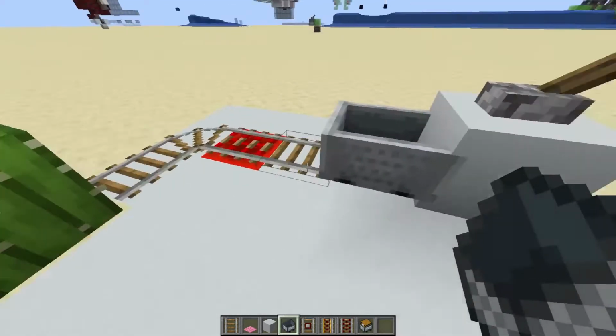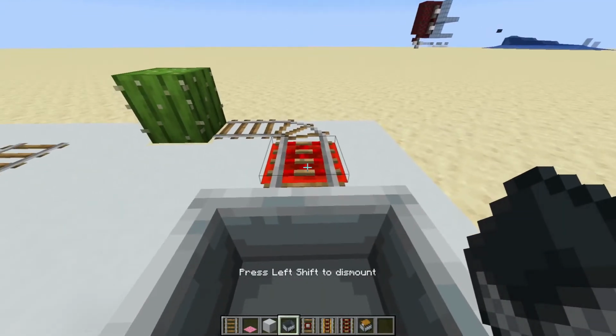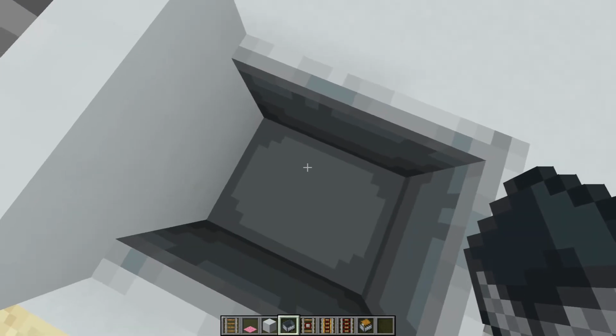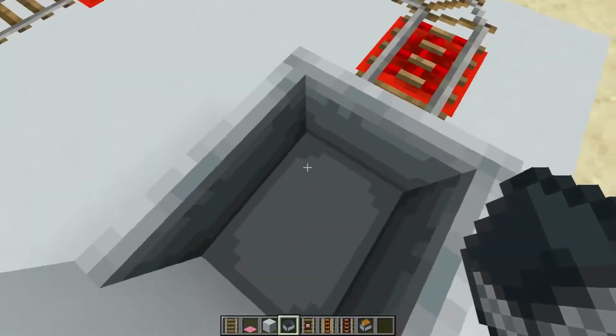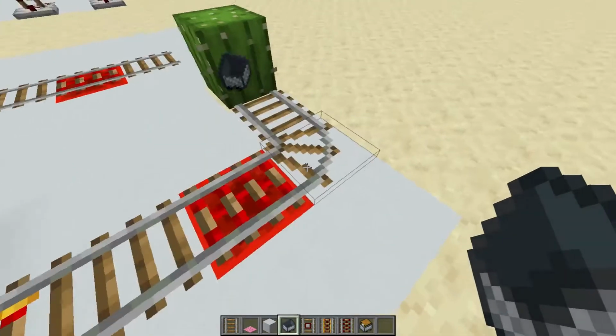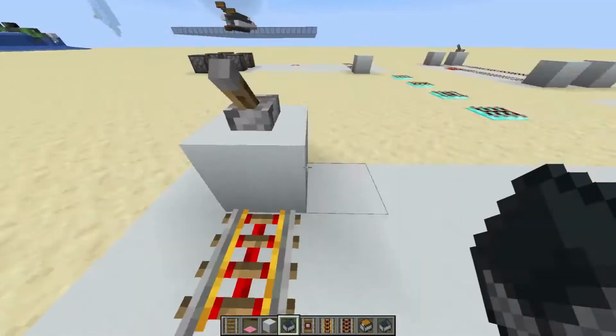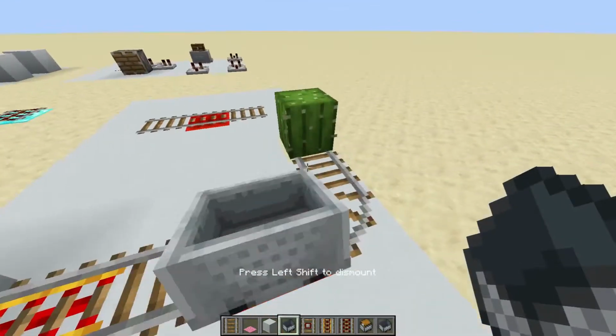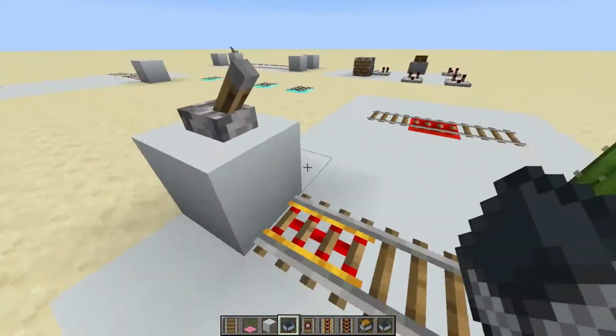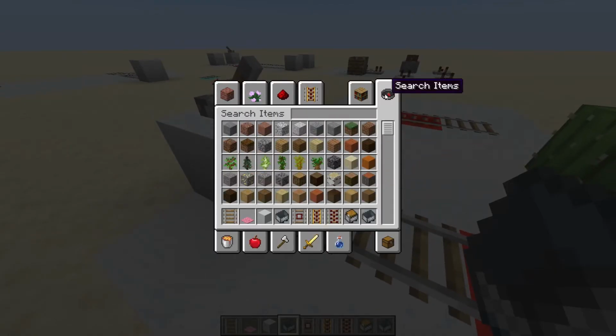And its actual feature is to kick entities off of this minecart over here. You can see that I immediately got kicked out of the minecart, and it actually works with every entity that is in the minecart.